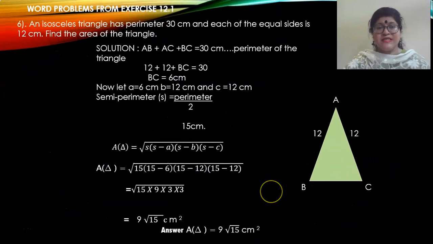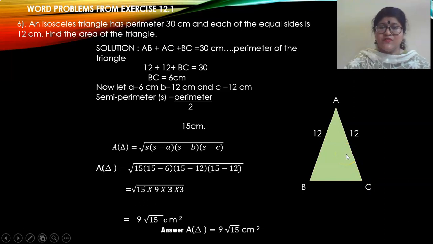This is question number 6 from 12.1. An isosceles triangle is having perimeter 30 centimeter and each of the equal side is 12 centimeter. You have to find the area of the triangle. Drawing the triangle is not mandatory. I have drawn it here so that there is better understanding.